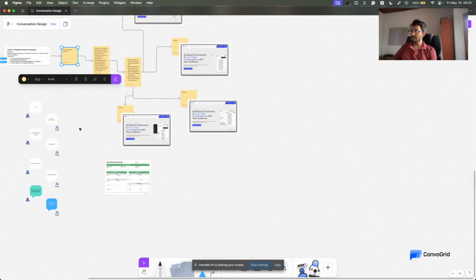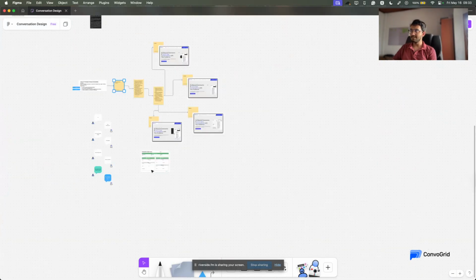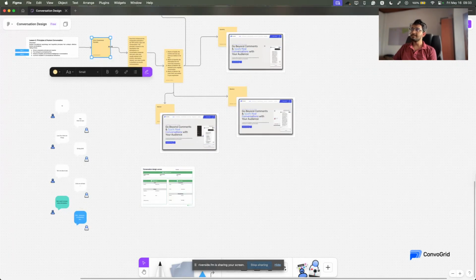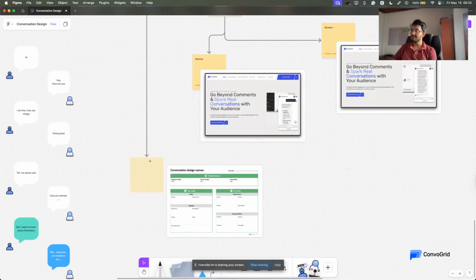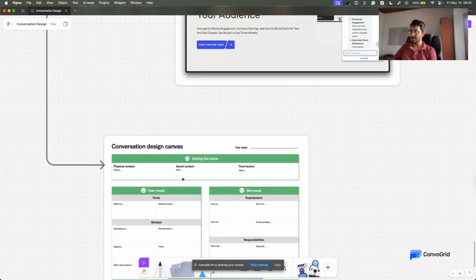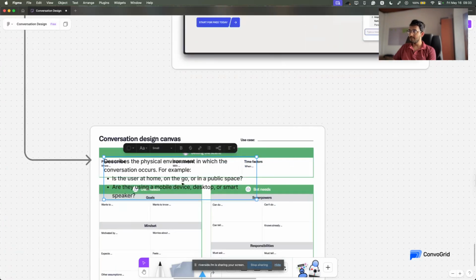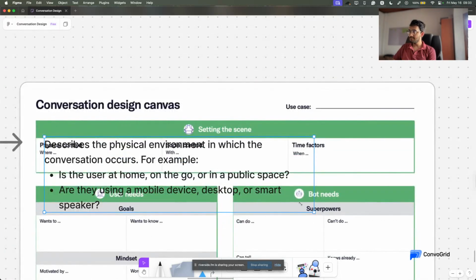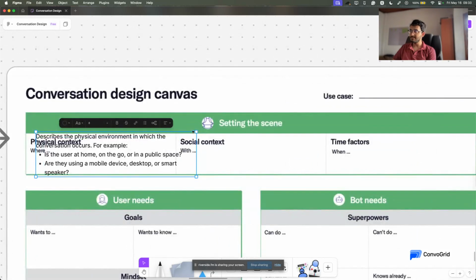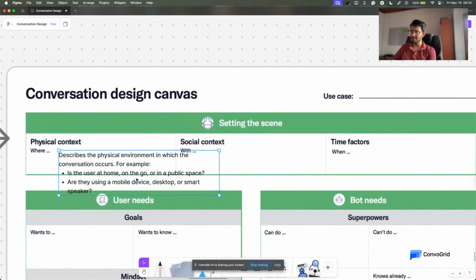So now let's take a look at how this works. In the sense, I'll just add some context to each of these so that it'll be easier for you to understand exactly what happens here. So for example, when we talk about physical context, this is what is included. It talks about the different physical aspects. So is the user at home or is he on the move and so on.